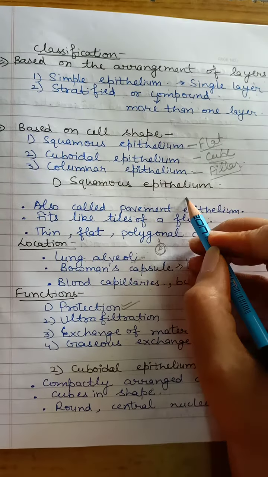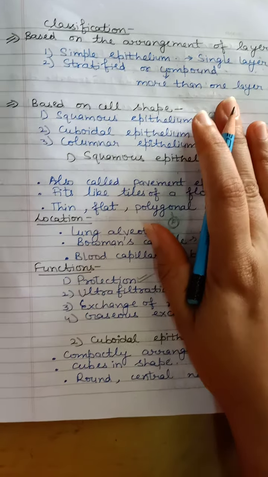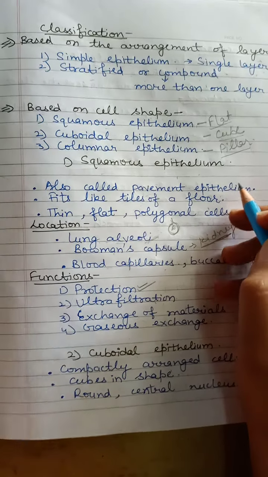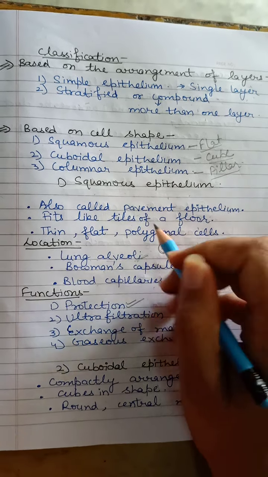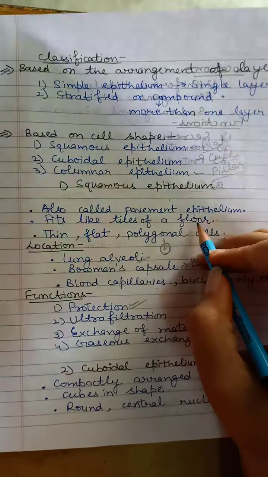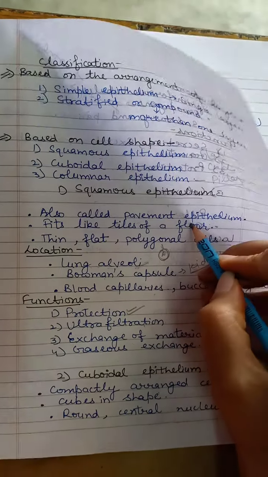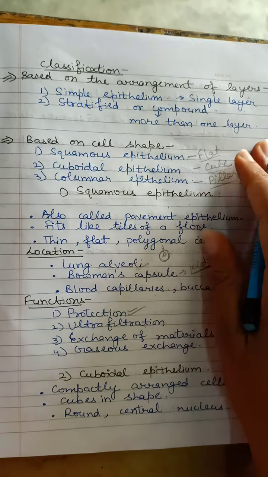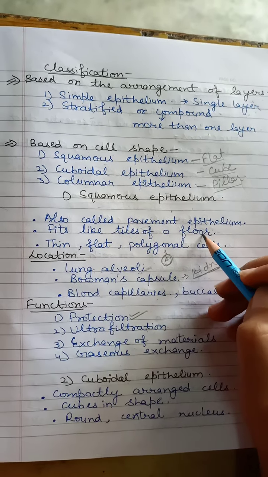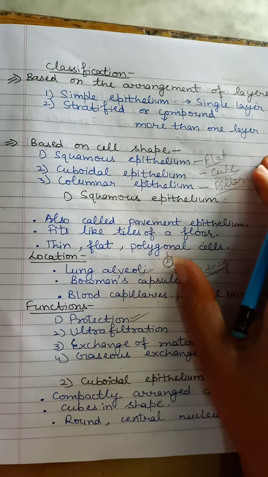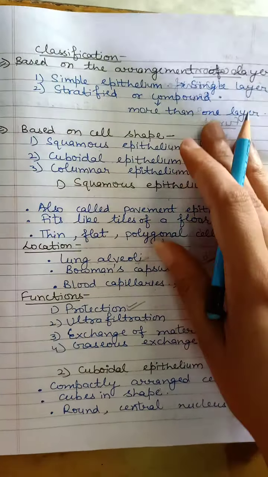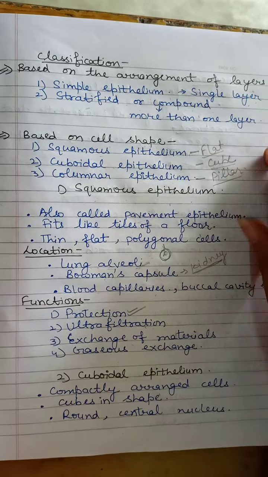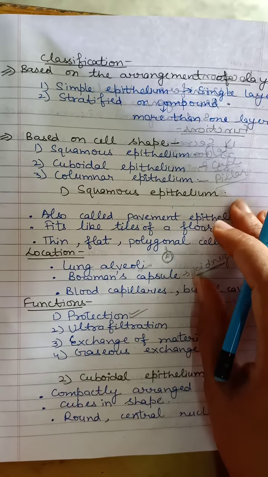First is the squamous epithelium. Squamous epithelium is also called the pavement epithelium, just like the floor of a room. Just like tiles fit in the floor, the squamous epithelium cells fit like the tiles of a floor and make the pavement. Pavement means the base बनाते हैं ये. They are thin, flat, polygonal cells.